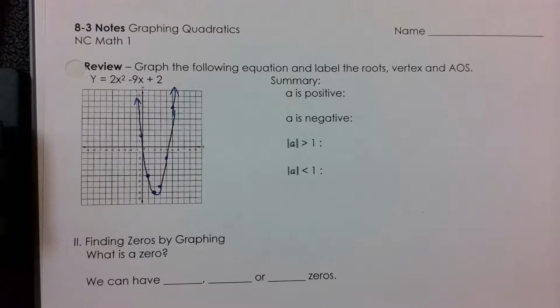So yesterday we talked about all the different things that you can find from here. We talked about roots. Do you remember what those are? Where you cross the x-axis. What are other words we use for that? You can call them roots or what? X-intercepts or zeros or, one more that starts with S. Solutions. So zeros, roots, solutions, x-intercepts. They're all the same thing.